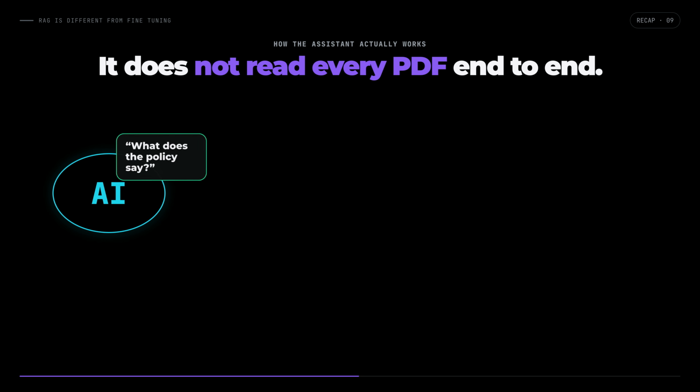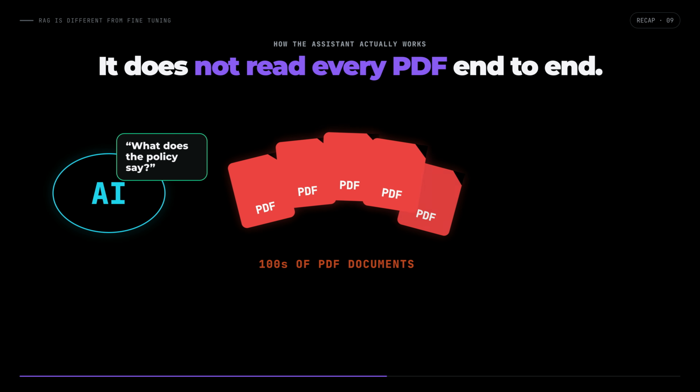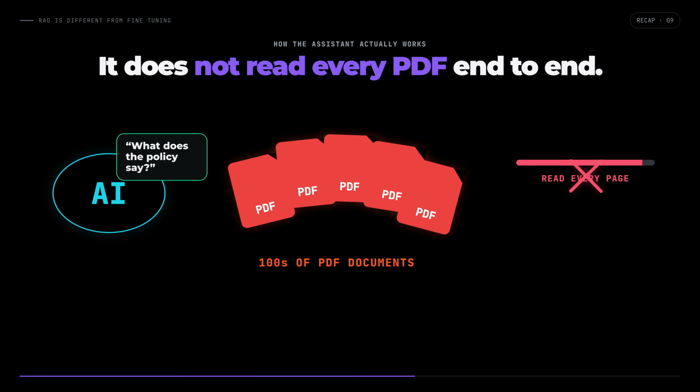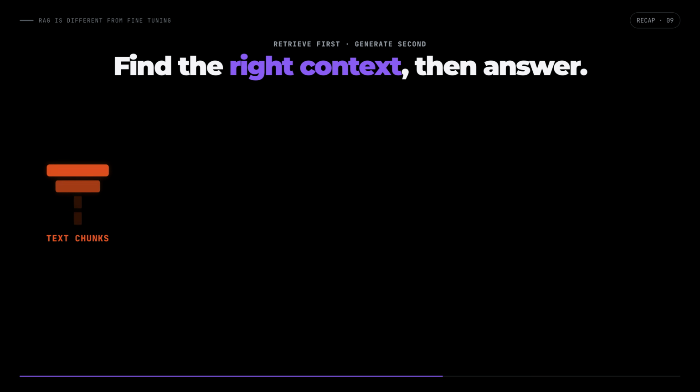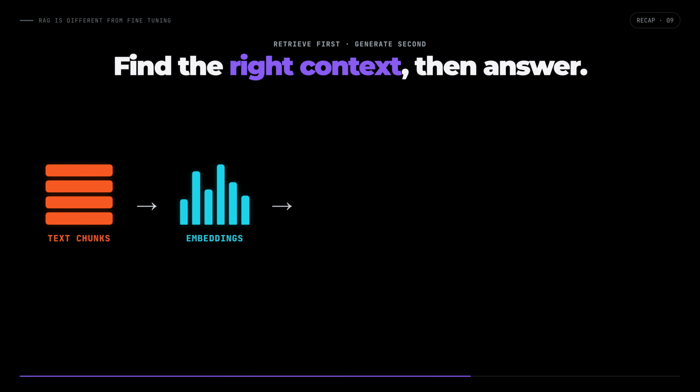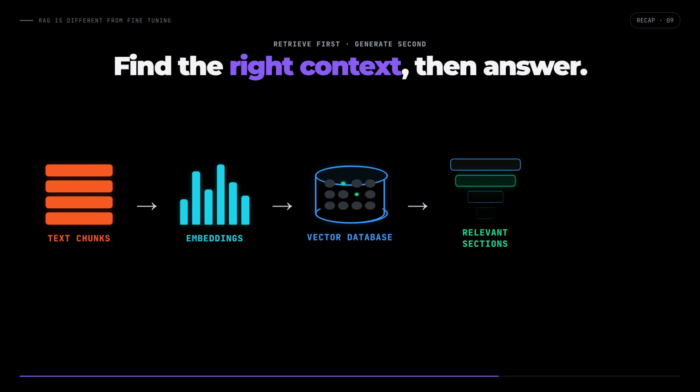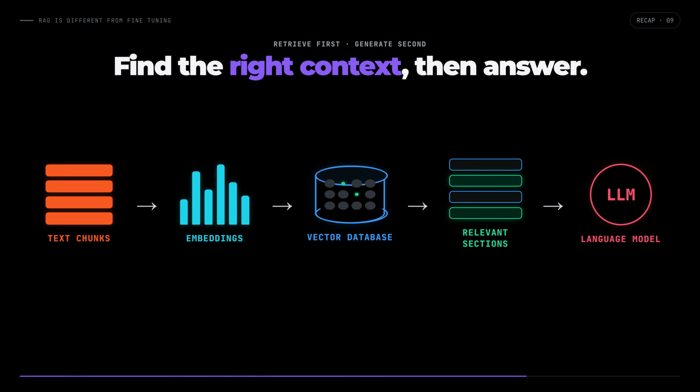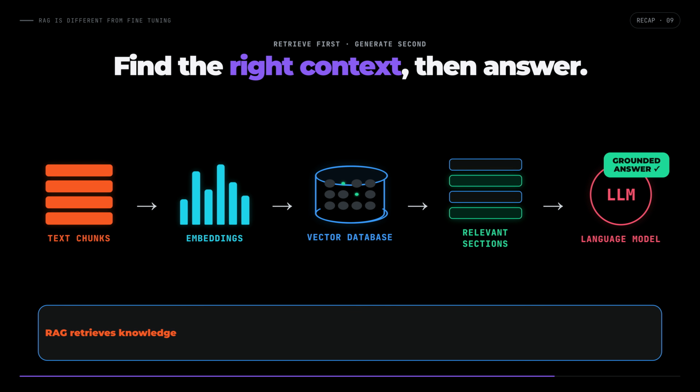So when an AI assistant answers questions from hundreds of PDFs, it is not reading every document from beginning to end. It converts text into embeddings, uses a vector database to find the most relevant sections, and gives those sections to the language model. RAG retrieves the knowledge. Embeddings represent the meaning. The vector database finds what is relevant, and the language model turns it into an answer you can understand.